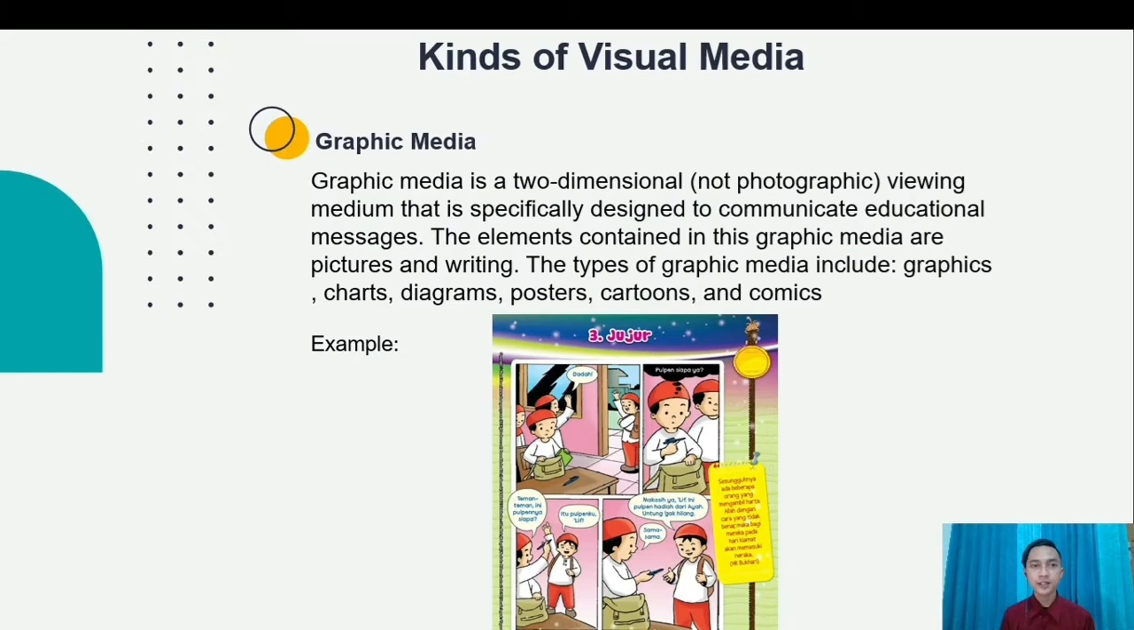And then the second is graphic media. Graphic media is a two-dimensional or non-photographic viewing medium that is specifically designed to communicate educational messages. The elements contained in this graphic media are pictures and writing. The types of graphic media include graphics, charts, diagrams, posters, cartoons, and comics. Here are the examples of graphic media.